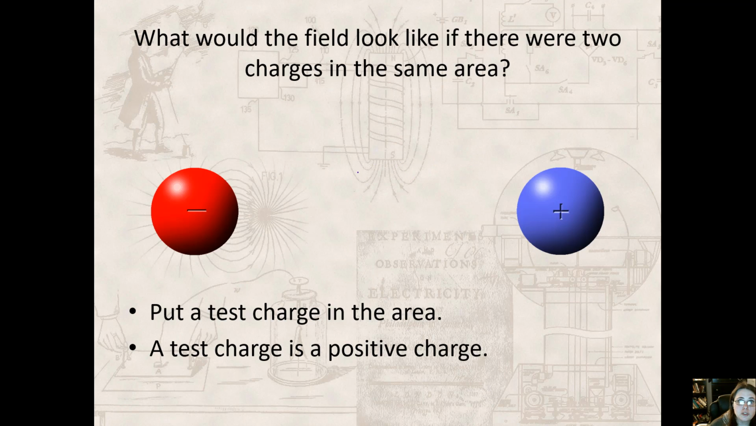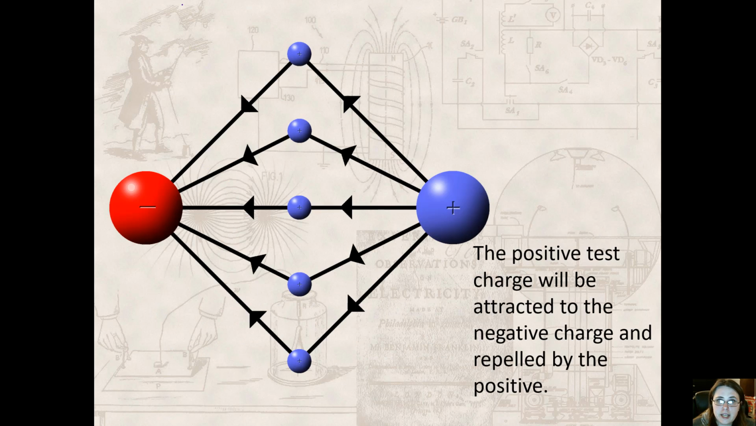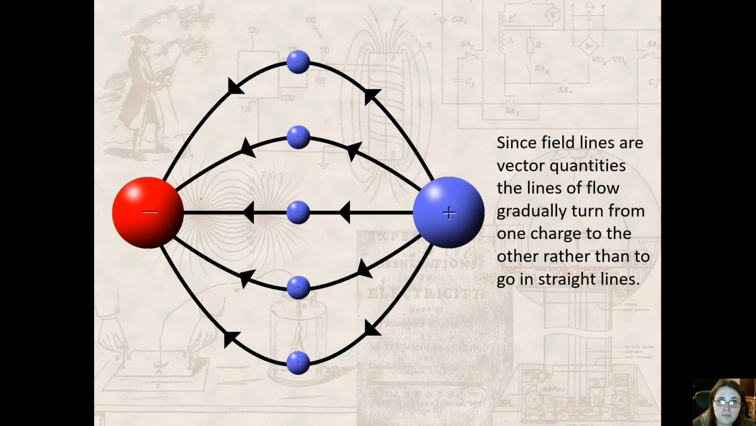What happens if there are two charges in the same area? You put a test charge in the area. Around here, this is a positive test charge. It's going to go in. This is a positive test charge here. It's going to go out from here, and you just keep testing as you go around. You'll see that it goes into the negative and away from the positive, and it goes straight across in the middle. So the positive test charge is attracted to the negative charge but repelled by the positive. That's what the electric field would look like there.